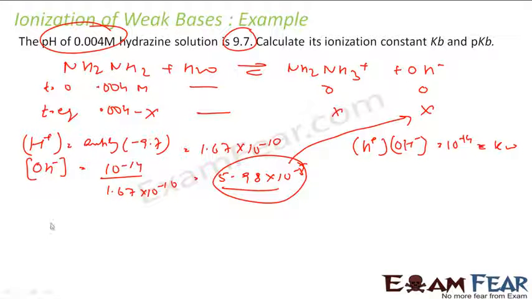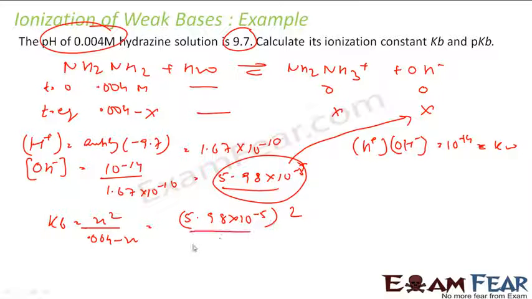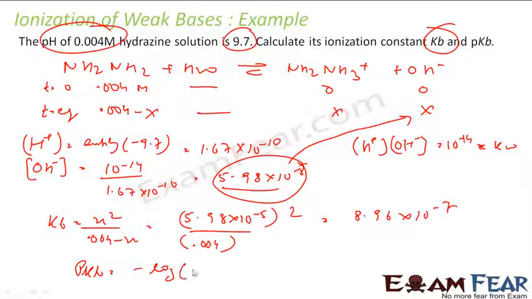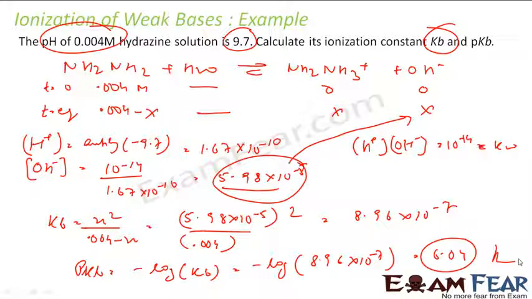I can easily find the value of Kb now. So Kb will be x square by 0.004 minus x. Put the values: 5.98 into 10 to the power minus 5 square by 0.004 minus this value, which is almost equal to 0.004. You solve this, you get 8.96 into 10 to the power minus 8. So I got the value of Kb. Finding pKb is very easy. It is nothing but minus log of Kb, minus log of 8.96 into 10 to the power minus 8. You solve this, you get 6.04. And that is the pKb of the solution.